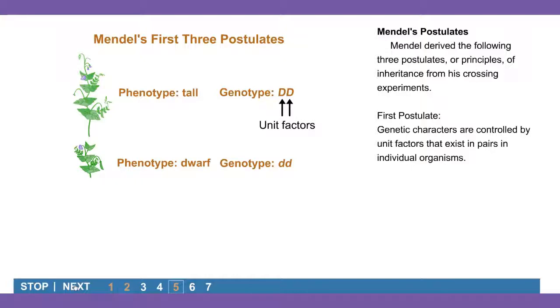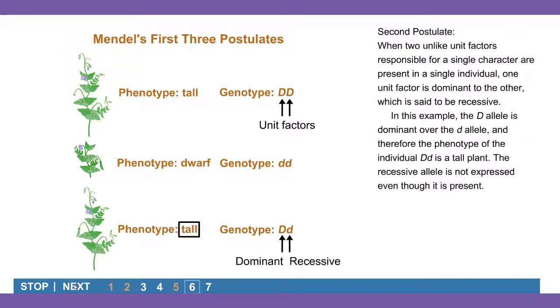And so here we can see the unit factors for the true breeding tall plant would be 2 factors for the tall trait, and a dwarf plant would have 2 factors for the dwarf trait. And then in the F1 generation, we have tall plants that have 2 unit factors, but only display 1 trait. So they are tall plants, but they have 2 different alleles.